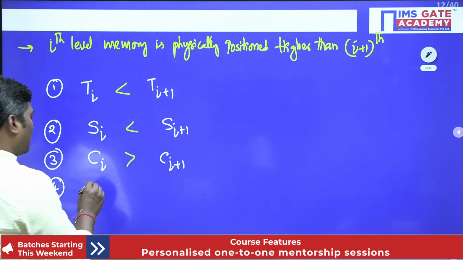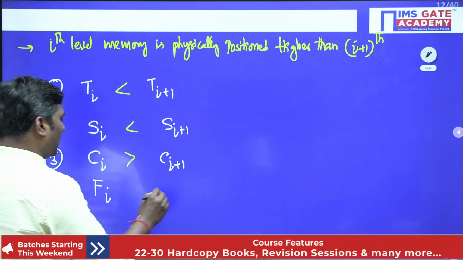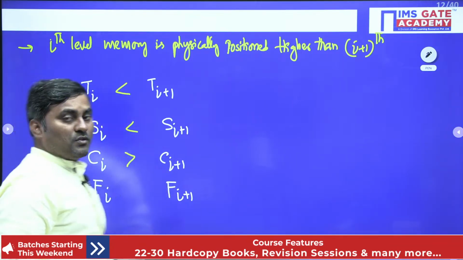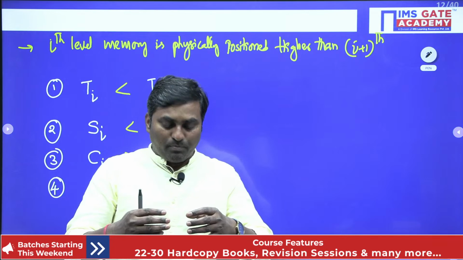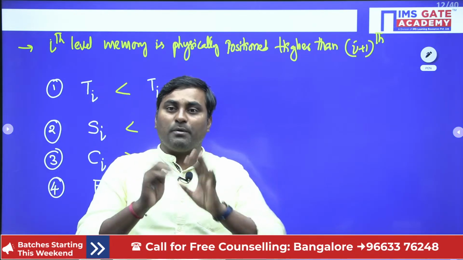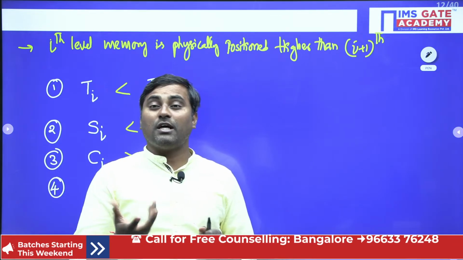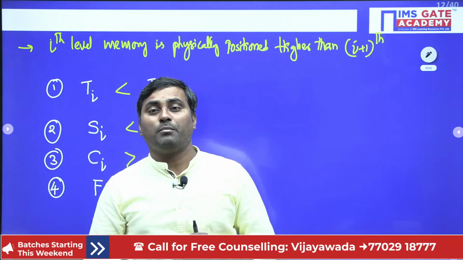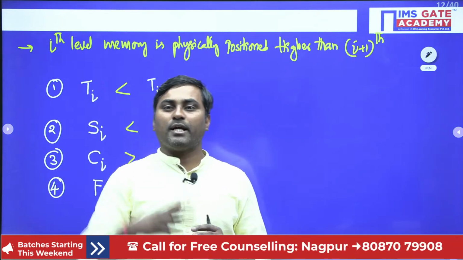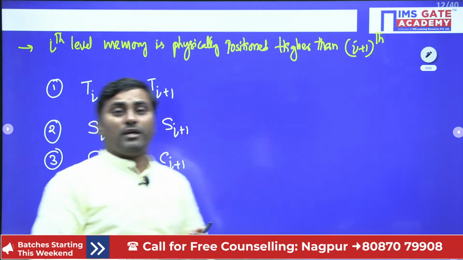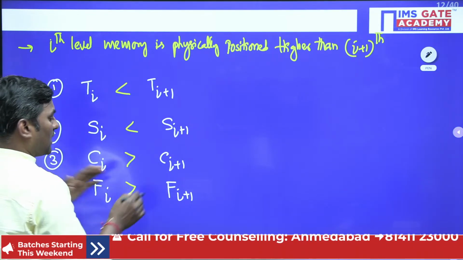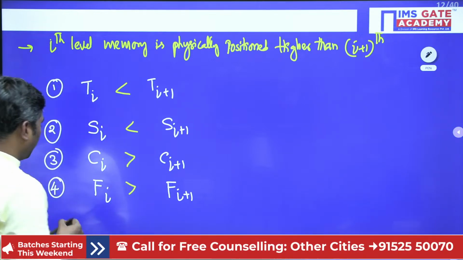Next one, Fi and Fi+1, I am marking. What is F? Please understand, it is the frequency of accessing the particular memory. Which has more frequency of access? Generally secondary memory we refer to one time, main memory many times, cache memory many times, right? The ith level memory has more frequency of access than i+1. This you need to understand.